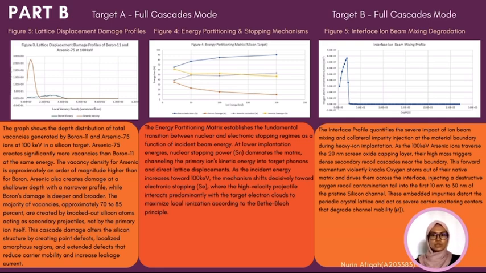When arsenic passes through a protective 20 nm screen oxide, its heavy mass triggers dense secondary recoil cascades near the interface. This forward momentum violently knocks native oxygen atoms across the heterostructure boundary, injecting a destructive oxygen recoil tail up to 10 nm deep into our pristine silicon channel.